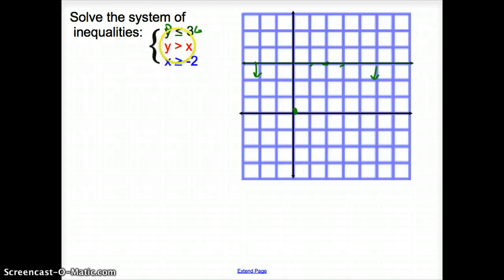Then moving on to y is greater than x. Remember that this has a plus 0. Our y-intercept is 0, and our slope is 1. So we're going to start here and go up 1, over 1, put a dot, up 1, over 1, put a point. Now we're going to connect all those dots with a line.